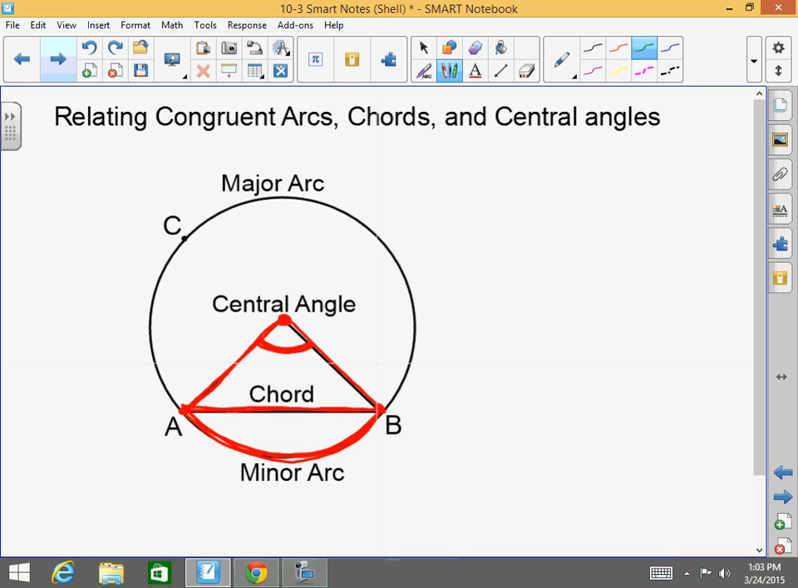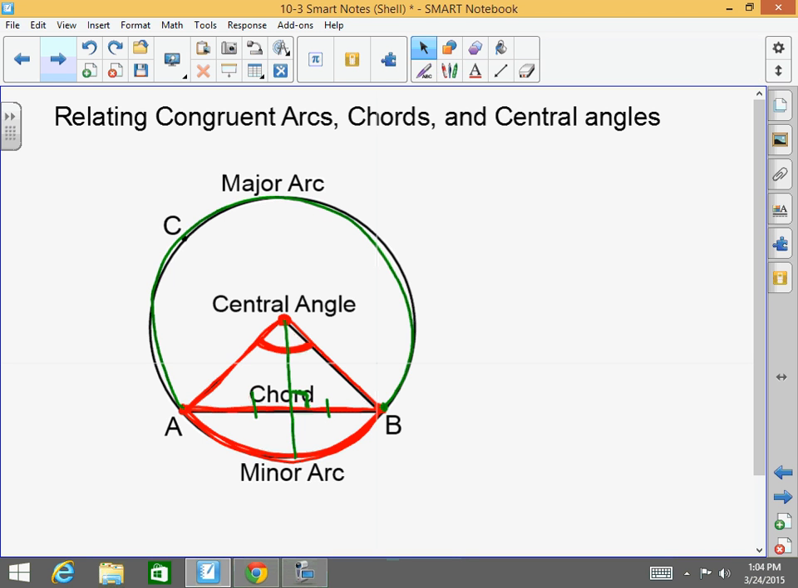and arc ACB is what is known as the major arc. Remember this also, a little bit of past knowledge. If my radius is perpendicular to this chord, it also bisects that chord. You with me, guys? A lot of stuff going on in circles.